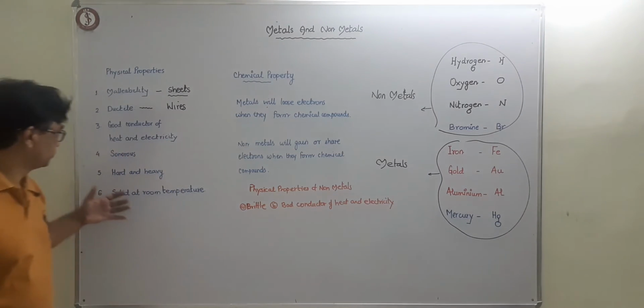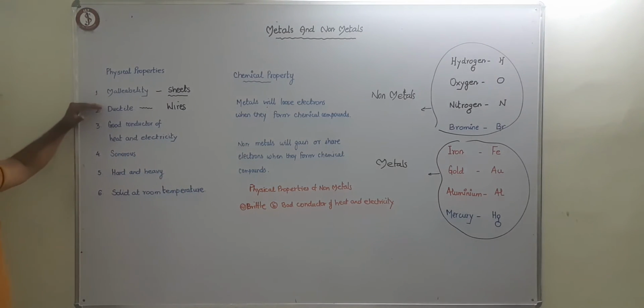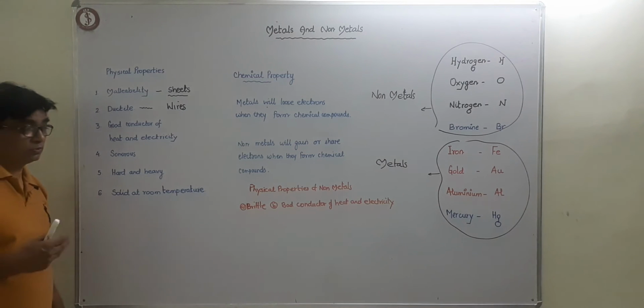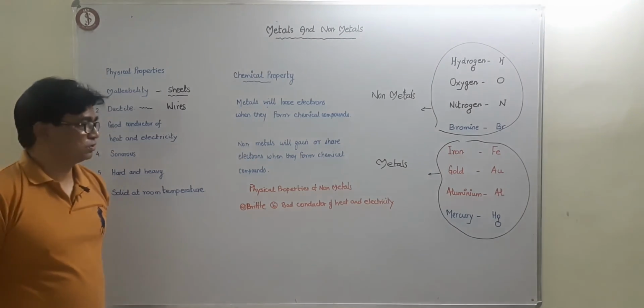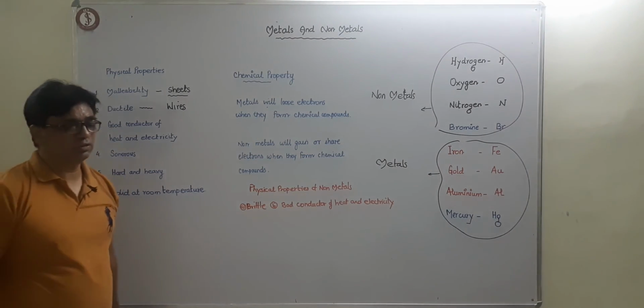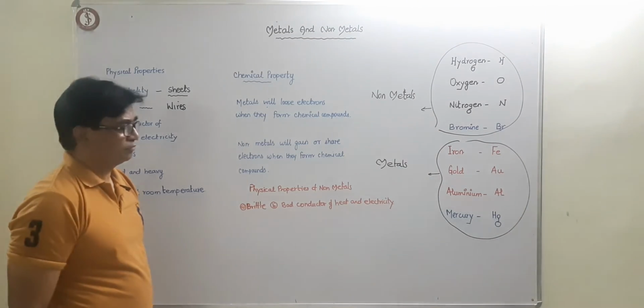I said metals are malleable, ductile, good conductors of heat and electricity, hard and heavy. But here what happens? Sodium is soft and gallium is also soft, they can be cut by knife. Solid at room temperature, but mercury is liquid at room temperature, only that is there. Now suppose somebody asks which is the heaviest of the metals. So osmium is very heavy, it is the heaviest. Then obviously iron etc. are there.